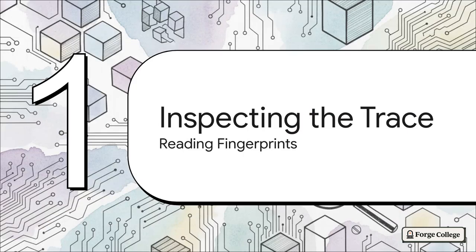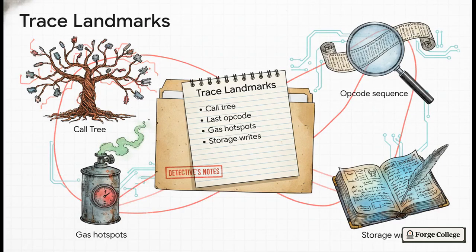Section 3, inspecting the trace, reading fingerprints. Okay, time to put that JSON file under the microscope. To build our case, we're hunting for 4 specific landmarks in the trace data. First up, the call tree. We need to track the root call and all the internal calls, keeping a very close eye on where the ether actually moves. Second, the opcode sequence. We want to scrub through that and find the absolute last executed command. Third is gas accounting. We've got to identify the exact hotspots that just guzzled up all the gas. And fourth, storage writes. We're comparing the state before and after the transaction to see what, if anything, actually changed.